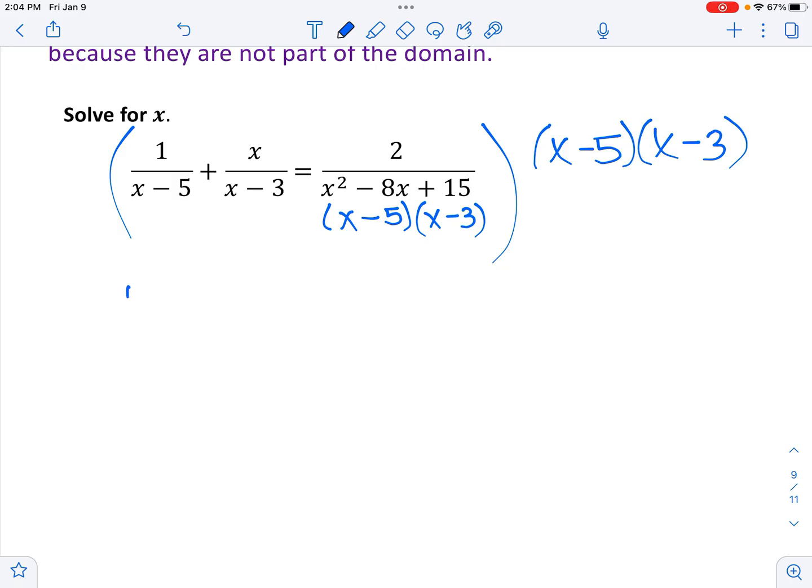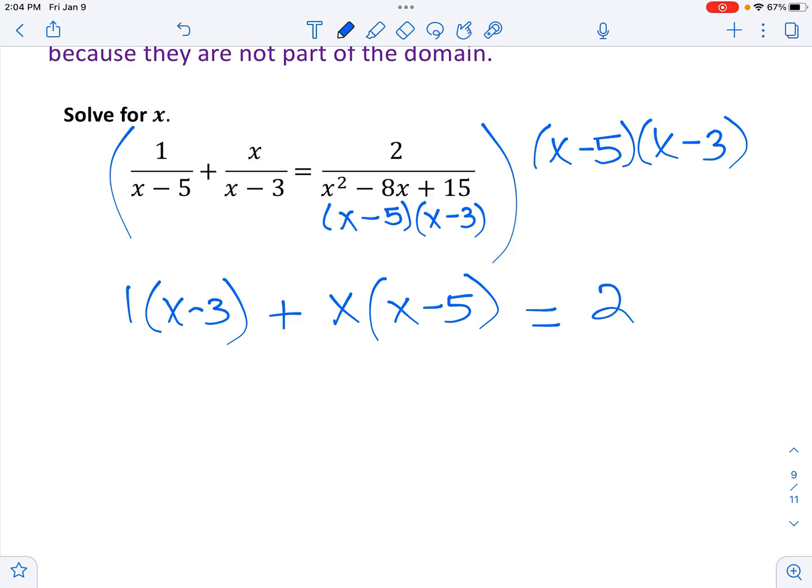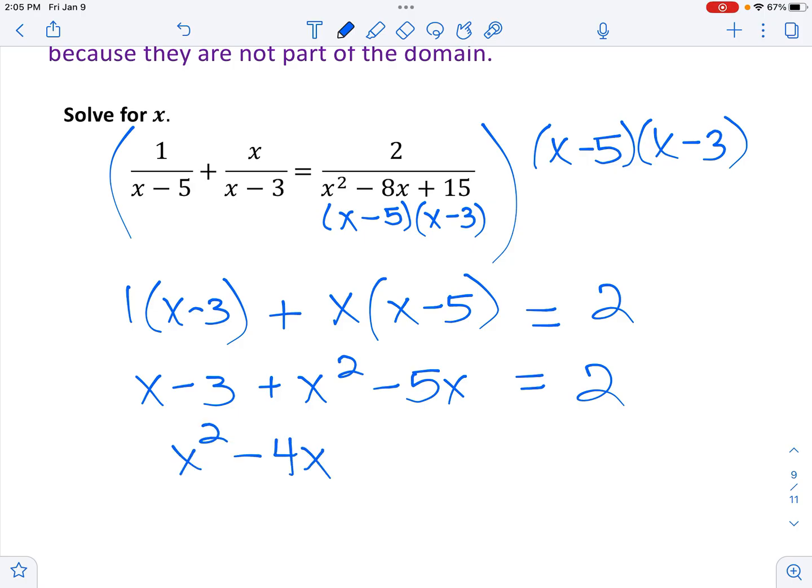So now I'm going to go back and say, this first one, the x minus 5 would cancel. I'd be left with x minus 3. This one, the x minus 3 would be canceling out, so I'd be left with this. And then this one, the whole denominator would cancel and the numerator, so I'd be just left with 2. So now I'm going to simplify by distributing. And I get that. I still need to simplify. I get x squared. x minus 5x would be negative 4x. And then the negative 3.